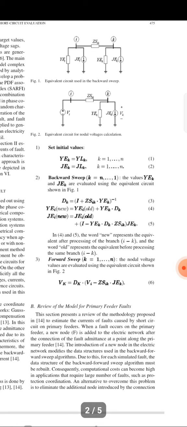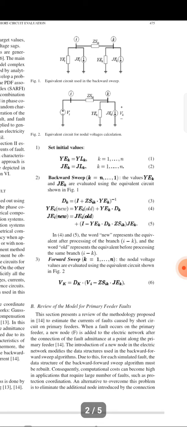The equivalent circuit is used in the backward sweep, and figure 2 is the equivalent circuit for nodal voltage. Set initial values: YEK is equal to YLK. In the backward sweep, the values YEK and JEK are evaluated using the equivalent circuit. DK is equal to I plus ZSIK dot VK minus 1. YE new equals YE old plus YEK dot DK, JE new equals JE old plus I minus YE dk. Here, new represents the equivalent after processing of branch I minus k, and old represents the equivalent before processing the same branch. In the forward sweep, the nodal voltages are evaluated using the equivalent circuit.